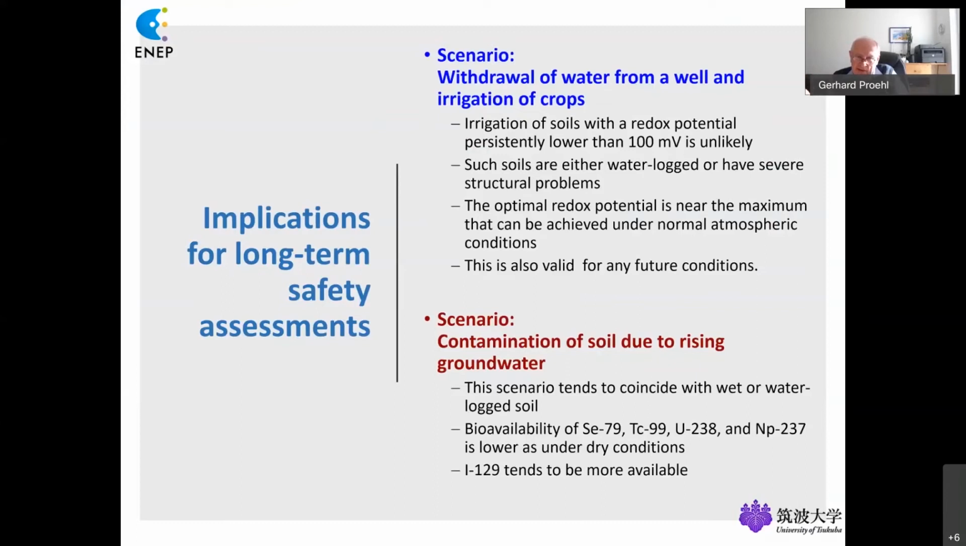If you look to the next scenario, this is a contamination of soil due to rising groundwater. And this scenario tends to coincide with wet or waterlogged soils. And the bioavailability of selenium, technetium, uranium, and neptunium is lower than under dry conditions. However, under those conditions, iron-129 may be more available.